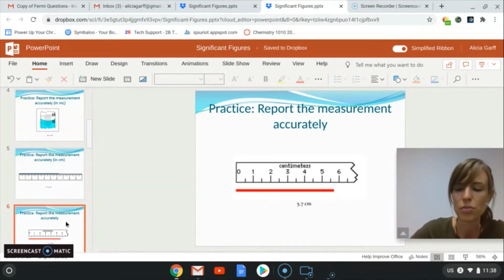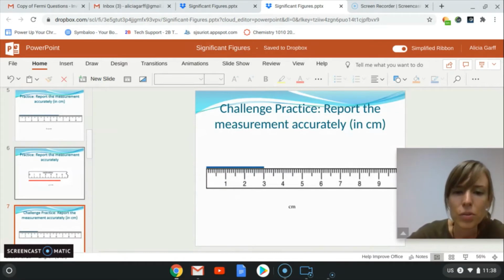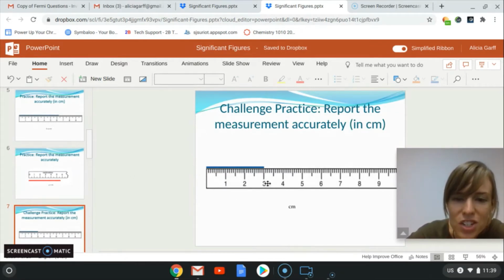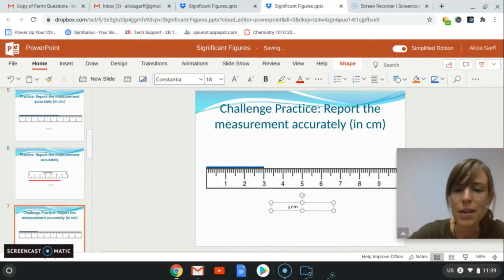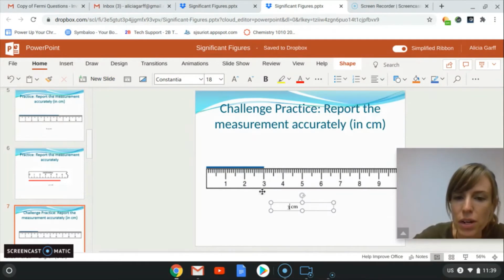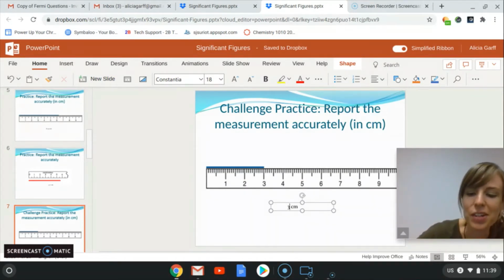Okay, let's look at just one more ruler. Okay, this one is tricky. This one is right on the 3. So your first instinct might be to just say 3. But if you do that, you haven't included enough significant figures because there are a bunch of tick marks. So we are certain, not only are we certain that it's 3, but we are certain that it is 3.0.